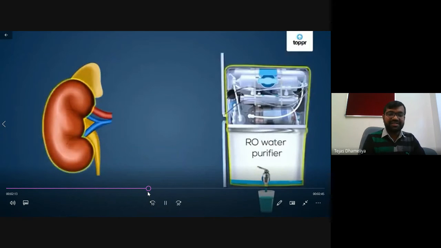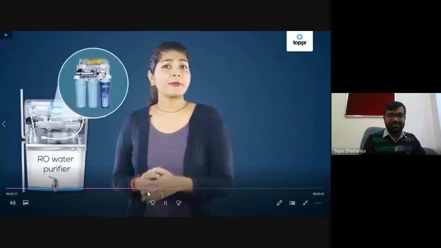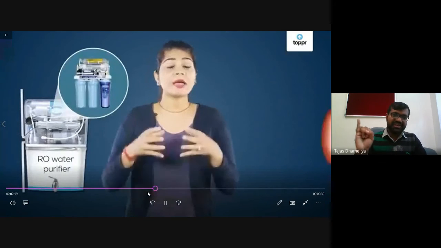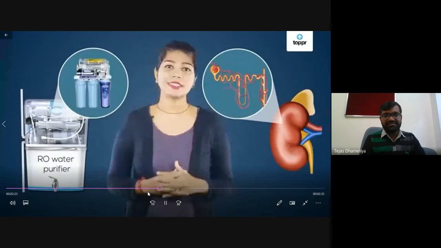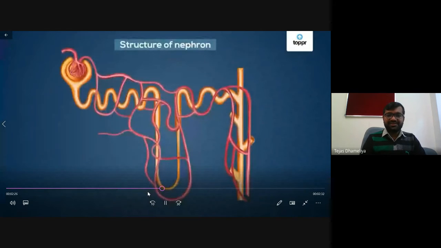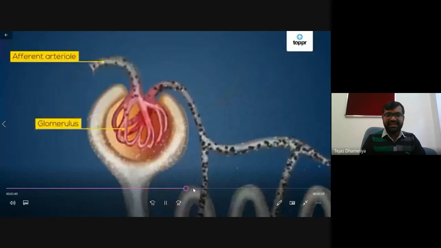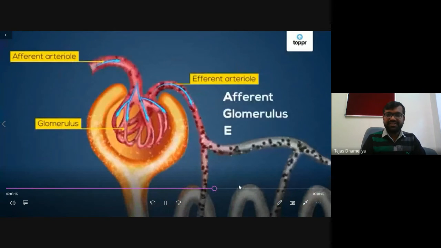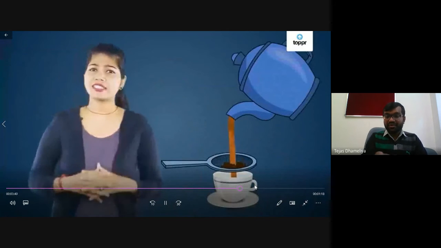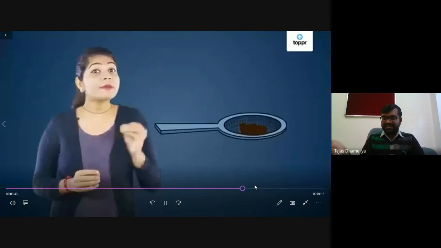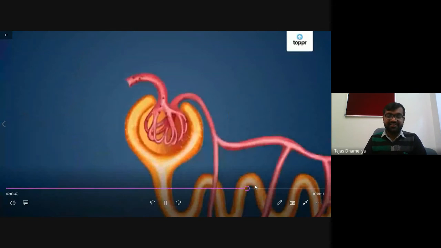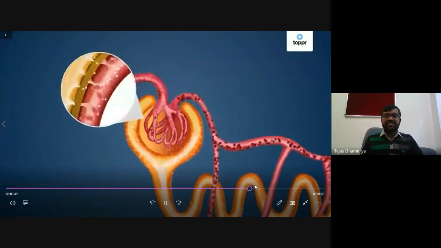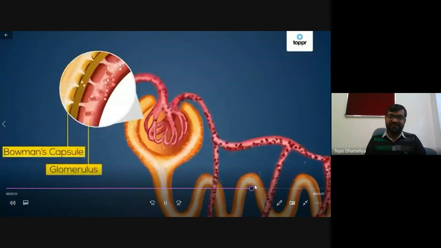The work of the kidney is exactly the same. It tries to purify the blood. Whatever is impure will be excreted with the medium of urine. So the structure of nephron, again we are highlighting. We have already learned this afferent artery. It is similar to what I said about the tea strainer, when you want to strain the tea, the same function is for this.